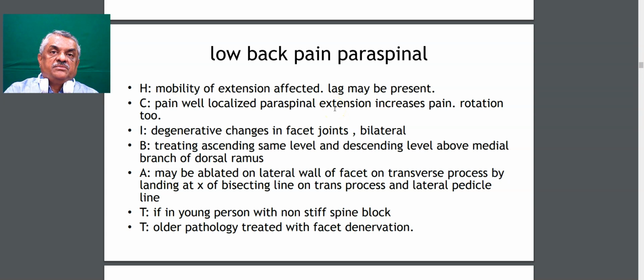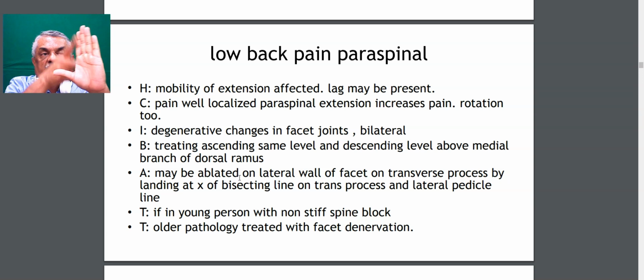Patient says when they turn in bed, the pain increases. There are degenerative changes in the facet joints, generally bilateral. What we do is treat the same level and the descending level above the medial branch. The same level and the descending level above. We treat the medial branch of the dorsal ramus, we ablate this branch or we inject this branch and can relieve the pain. This may be ablated on the lateral wall of the transverse process and the facet, or the lateral wall of the pedicle, where it comes in contact with the transverse process.